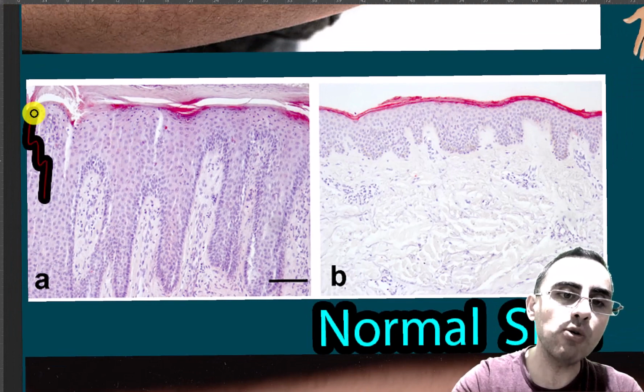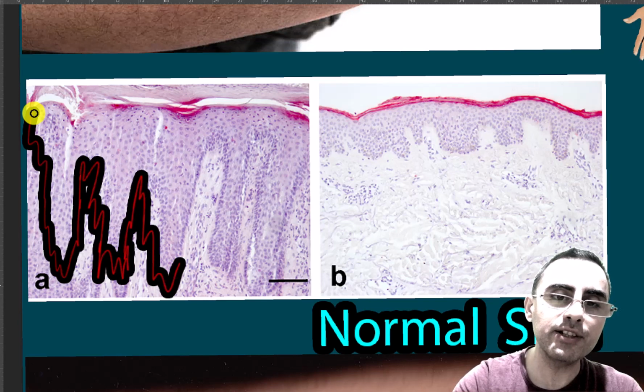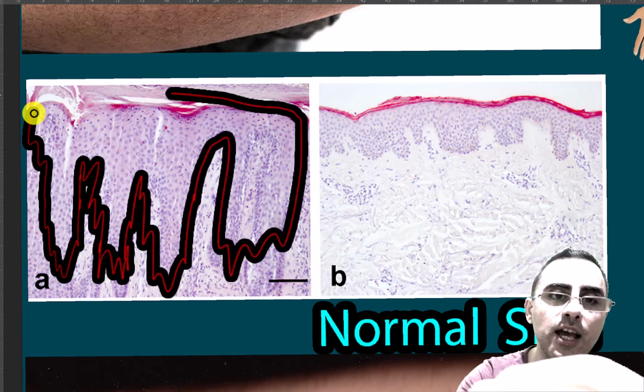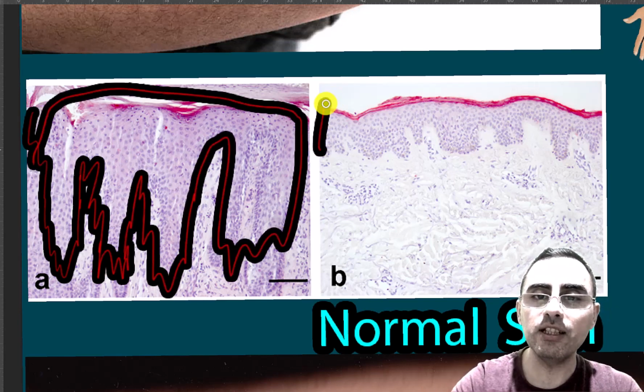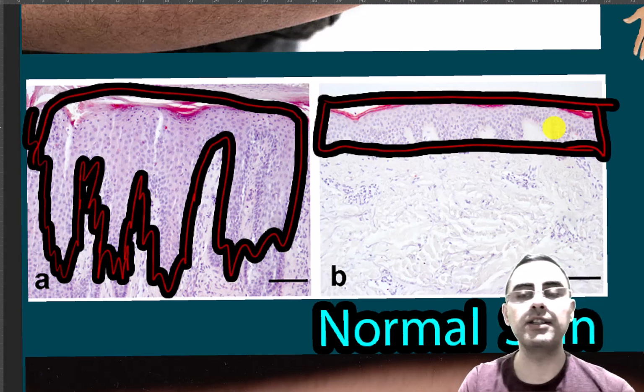You can see how thick the skin cell layers are in case of psoriasis and how thin they are in case of normal skin. You can see this difference.